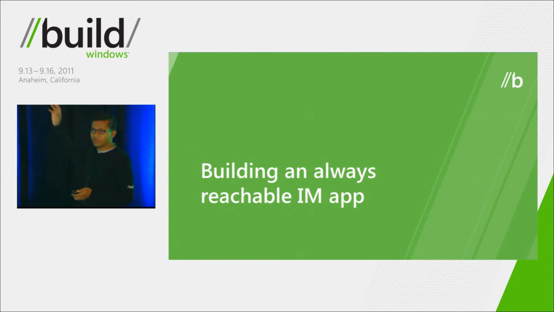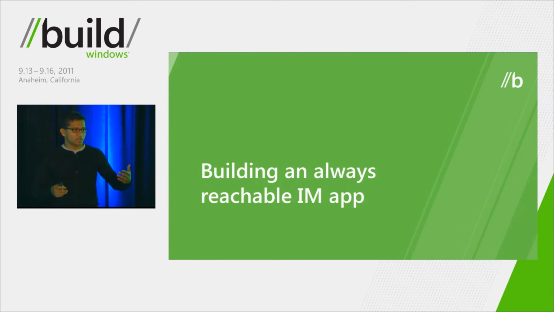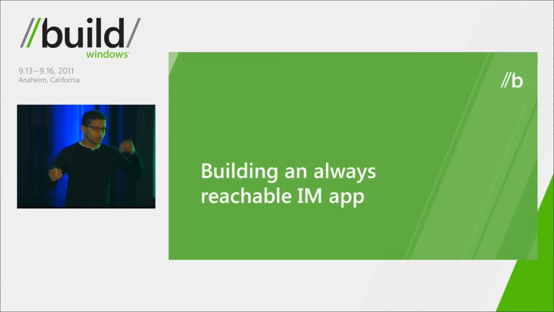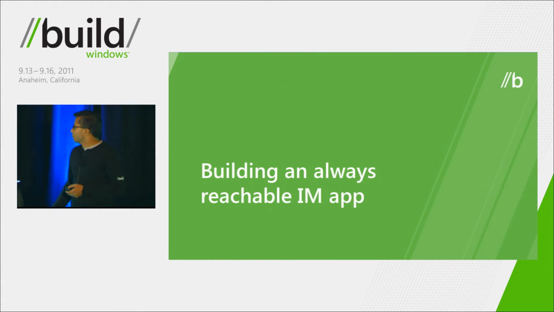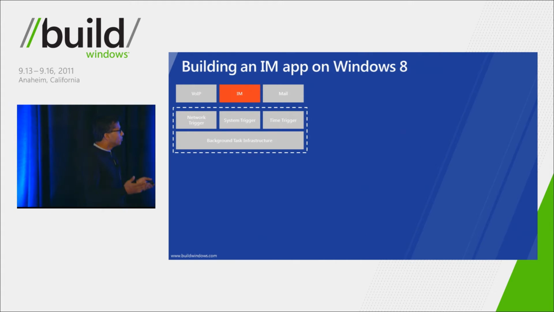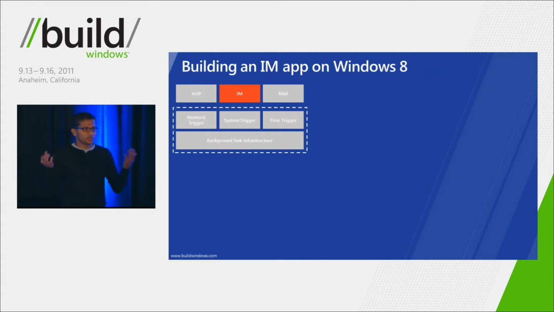So let's see how we built the chat application. We showed you that when the application was suspended, you were able to get some notification, and when you clicked on it, the application got the message, right? So let's see how that worked in Windows 8. First let me start with what's the user expectation, right?